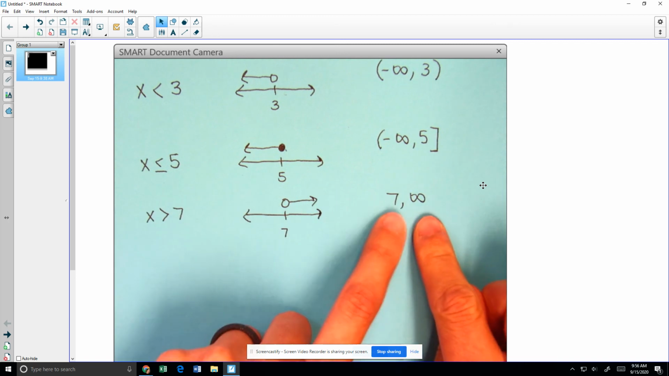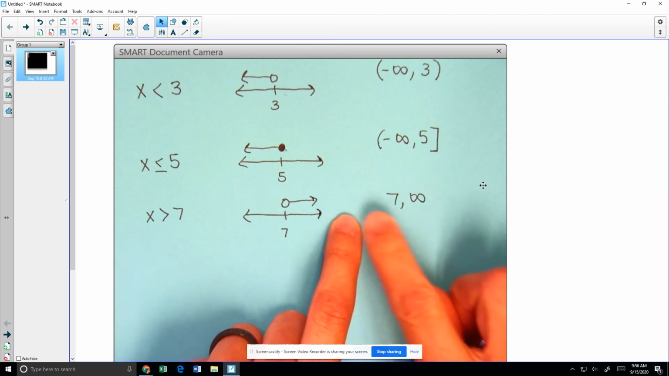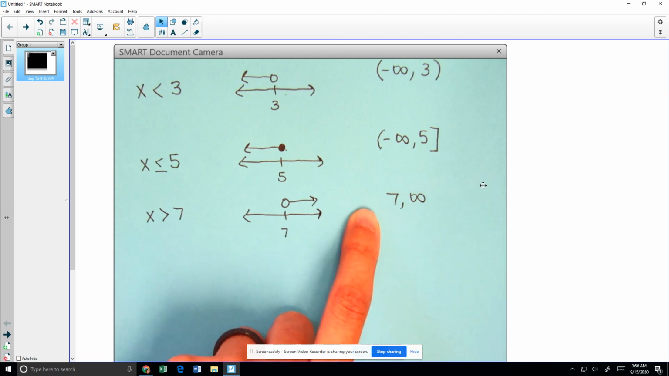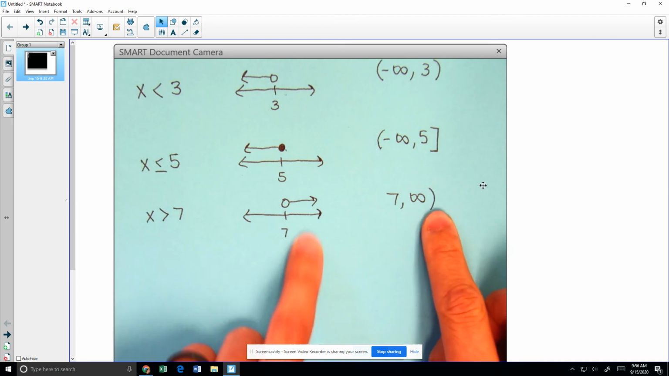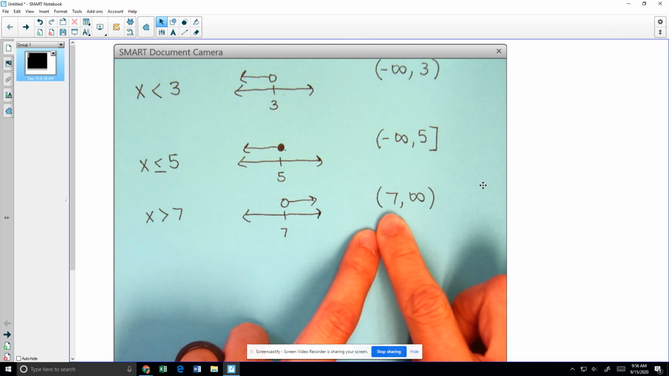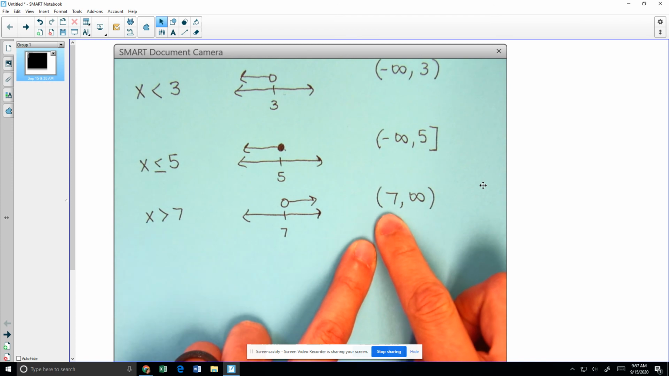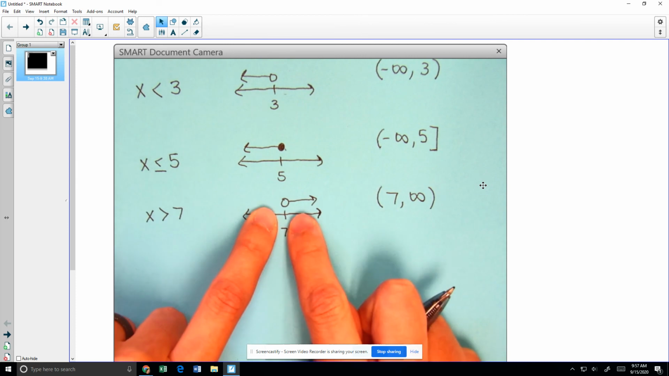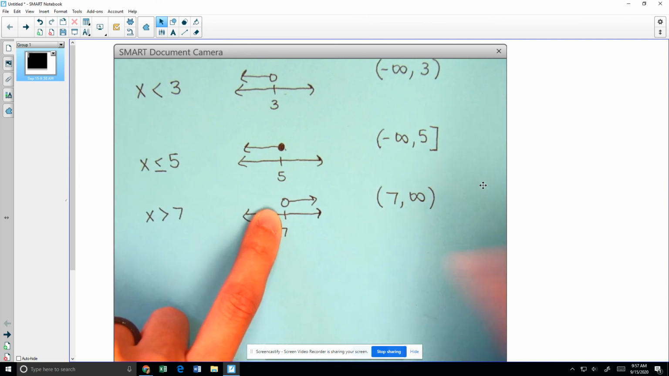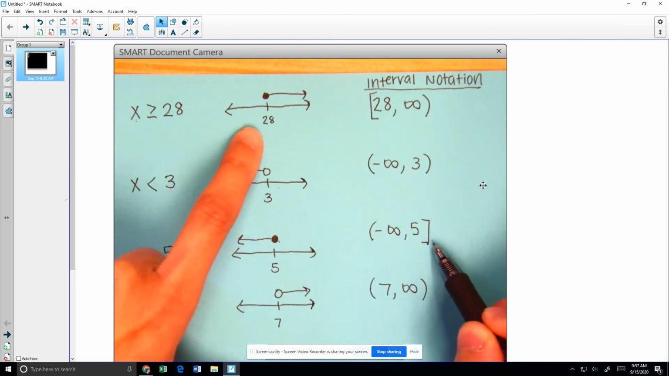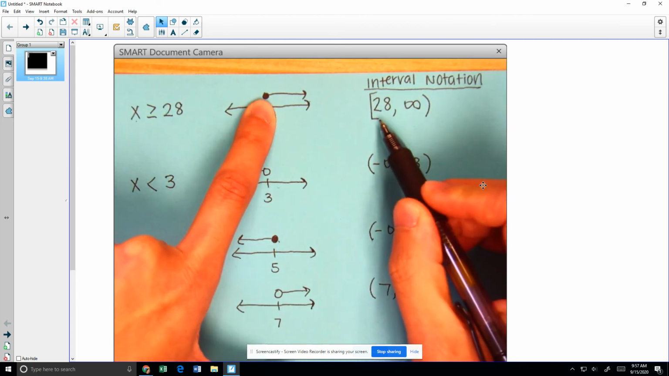Okay, now let's work on the brackets and the parentheses. What do we think? What is on the left side and then what is on the right side? Bracket on the left, parentheses on the right. Close. Parentheses on the right because it keeps on going. But you also do parentheses on the left. Does anyone remember why this time it's parentheses? Because it's an open circle. It's not including 7. You only do a bracket when it's a closed circle and it includes that number.